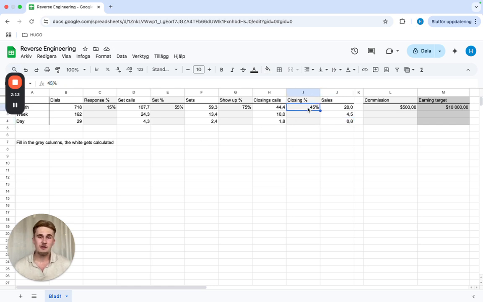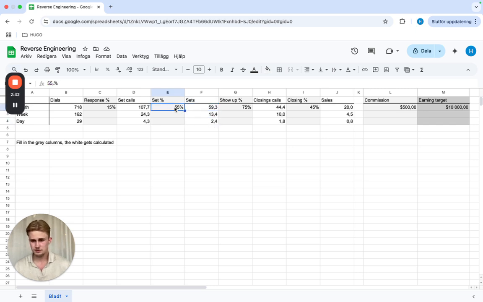Let's say I have a 45% closing rate. In order for you to have 20 sales in a month, that means you have to complete 44 closing calls that month, which is 1.8 closing calls a day. And in order for you to complete 44 closing calls in a month, with a show up rate of 75%, you need to have 59 bookings on your calendar for that month. That is 2.4 per day.